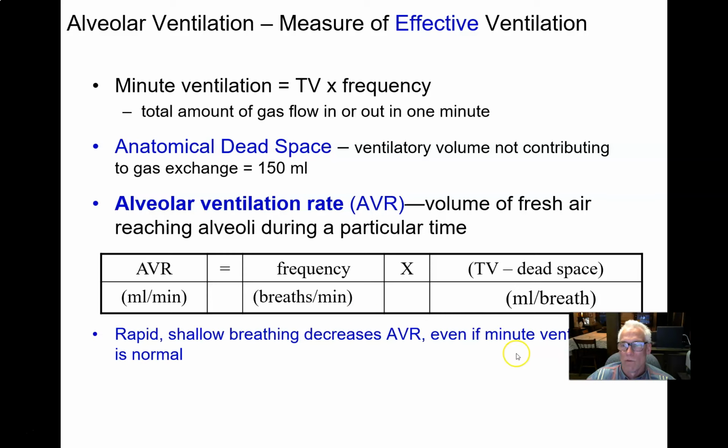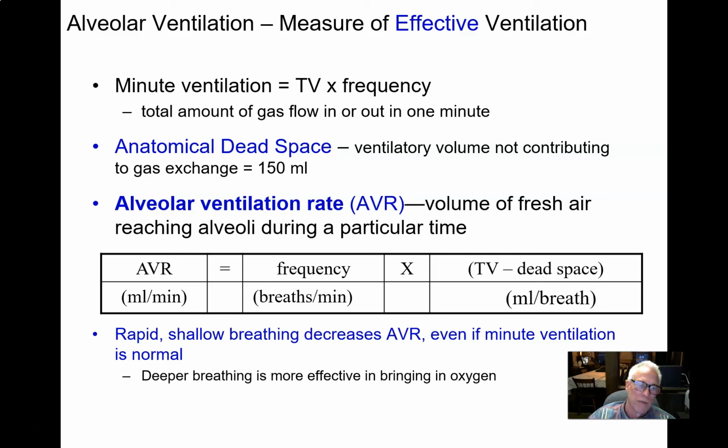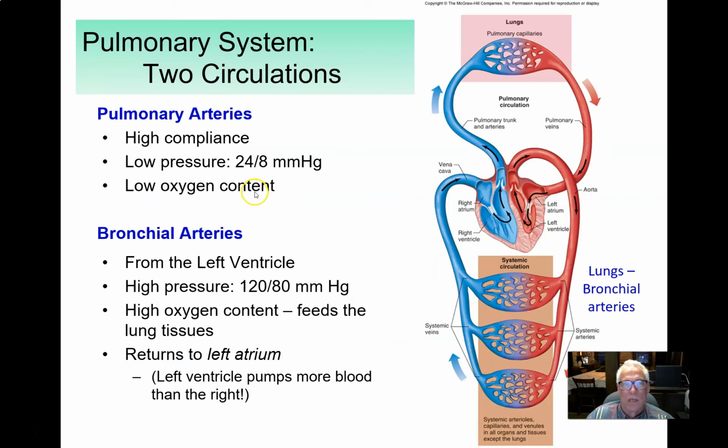So if you're, for example, breathing rapidly but shallowly, a lot of the volume you're moving back and forth is just dead space volume, so it's not very effective in bringing in oxygen. Deeper breathing, where a smaller fraction of the overall volume is dead space, is much more effective. So you could have the identical minute ventilation, breathing quickly and shallowly, or breathing deeply and less frequently, and the deeper breathing is going to be much more effective in terms of alveolar ventilation.